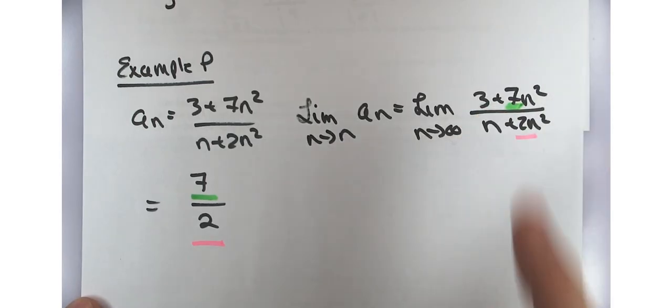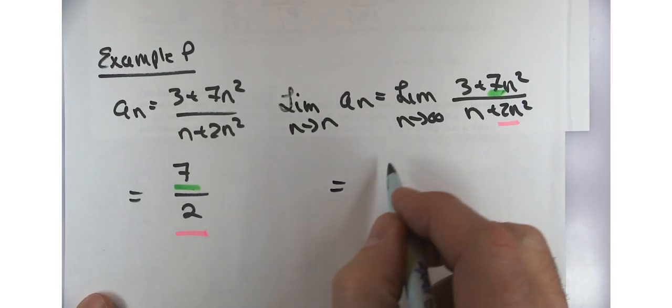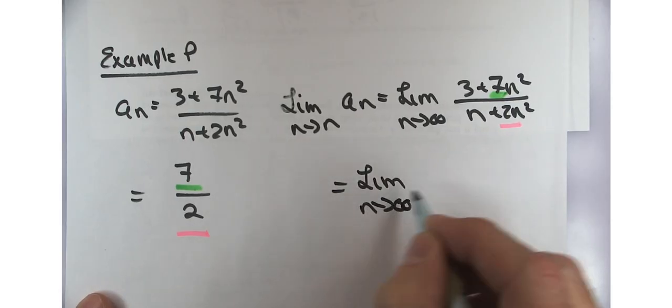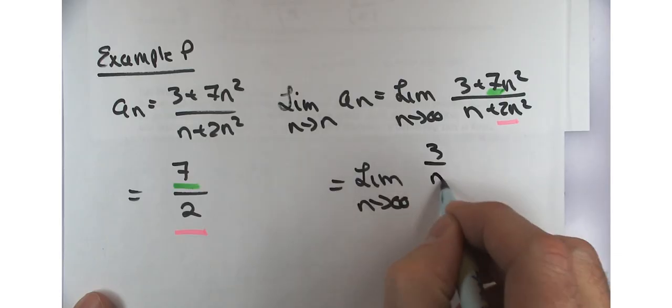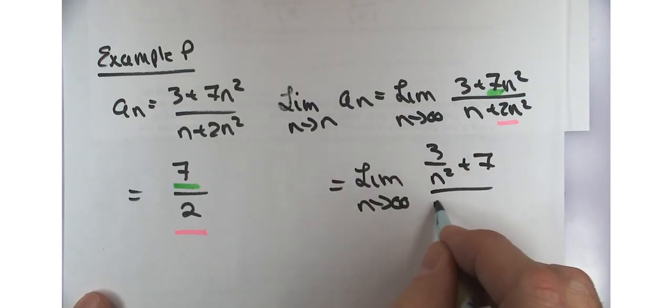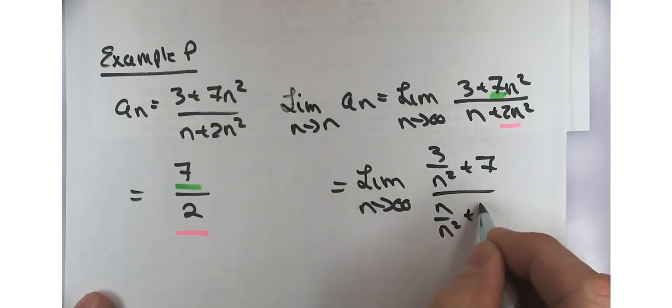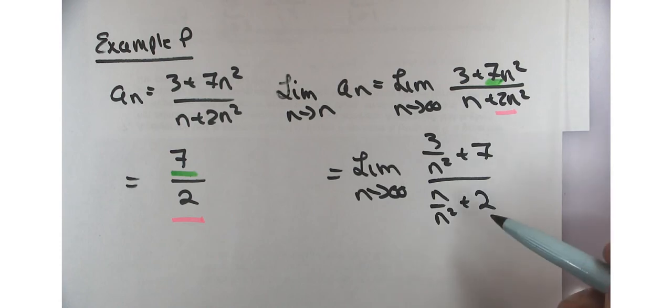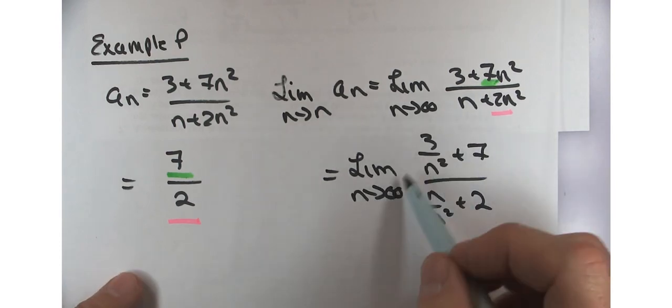So if you wanted to, you could rewrite this. That'd be the same thing as the limit as n approaches infinity of 3 over n squared plus 7 over n squared plus 2. So you're just dividing everything through by n squared. And now you can take the limit of each of these individually.